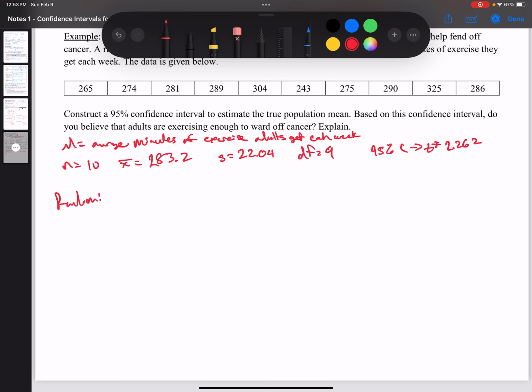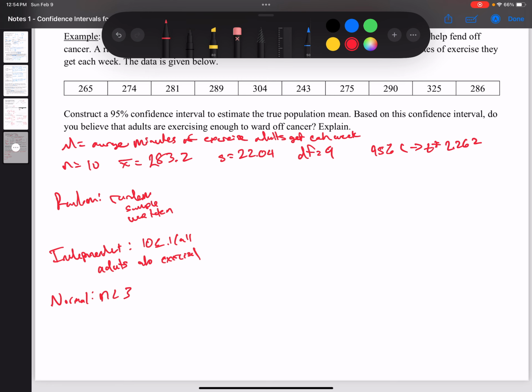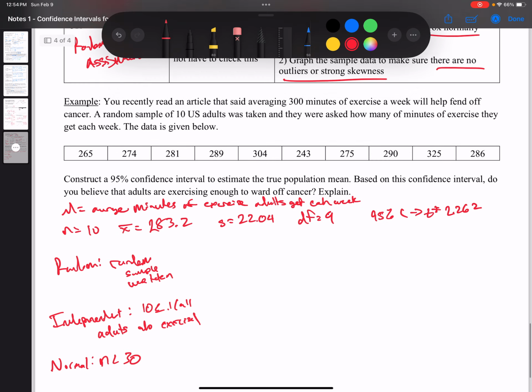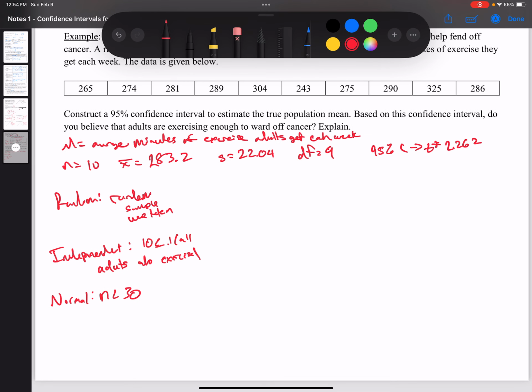Are we random? Yep, random sample was taken. Independent. 10 is definitely less than 10% of all adults who exercise. And then let's check normal. We have to worry about, n is less than 30, so that means we can't use the central limit theorem. We aren't given any information about the population being normal. So in this case, we have to take a moment and graph our distribution.